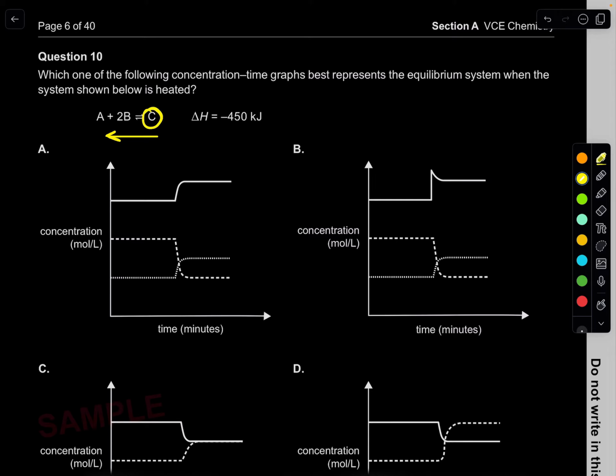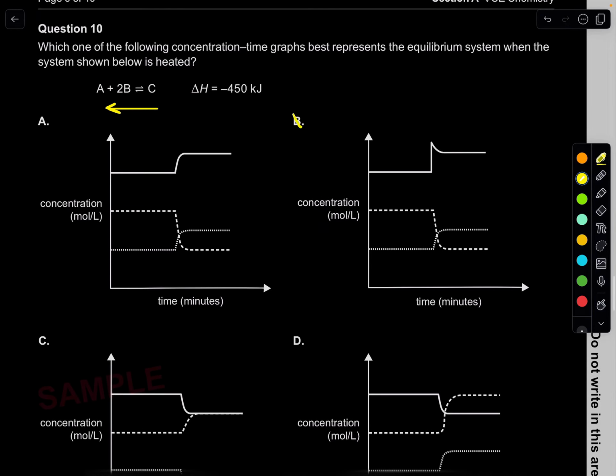But because there's only one product, we should just see one line going down, and two of those lines should be going up. So straight away B is wrong. Just be careful. When you're doing a temperature change, there's no instant increase in concentration. Be careful. It's slowly like this, not at an instant sharp point. So B is wrong.